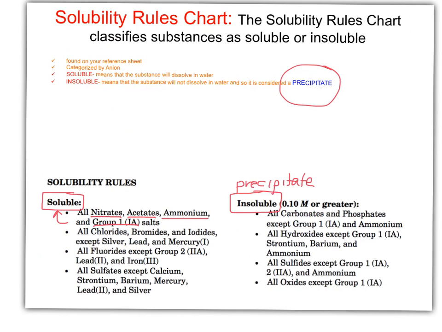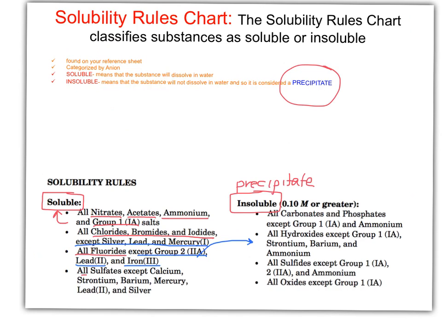The second bullet says that chlorides, bromides, and iodides will be soluble, except silver, lead, and mercury. Okay. The third bullet says that all fluorides are soluble. Once again, there's an exception. Group 2A, lead 2, and iron 3. Every time there's an exception, it pushes it over to the right and makes it insoluble.